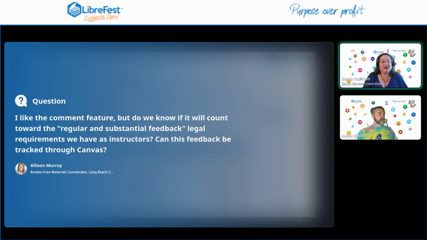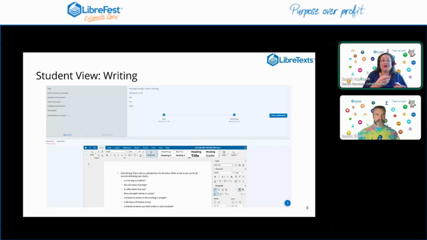Do we know if it will count towards the regular and substantive interaction legal requirements? Can this be tracked through Canvas? Allison, that's a great question. For those that are not in the California Community College system, regular and substantive interaction, or RSI, is the measure by which our distance education modalities need to show whether the faculty and the students are interacting with each other on a regular basis in meaningful ways. I guess that's the quick definition of it.